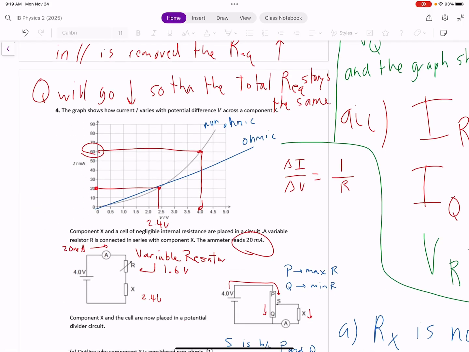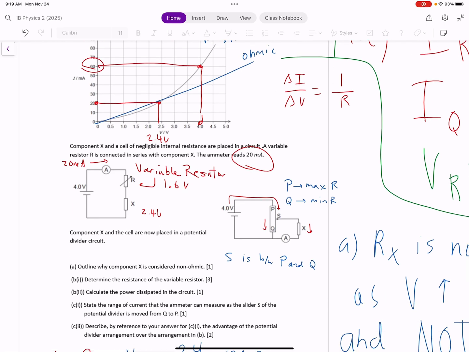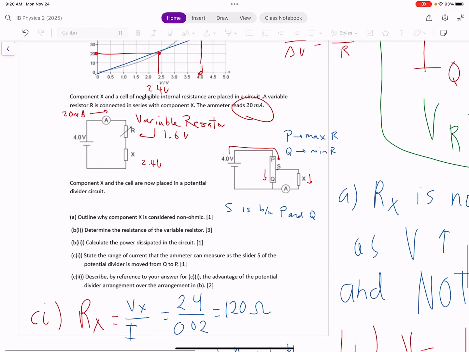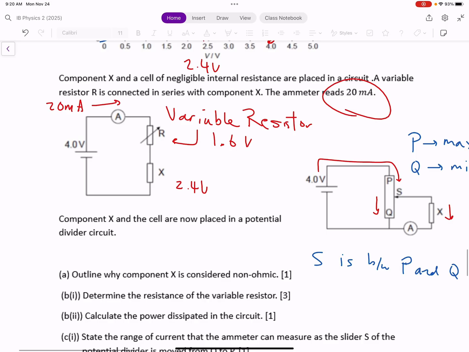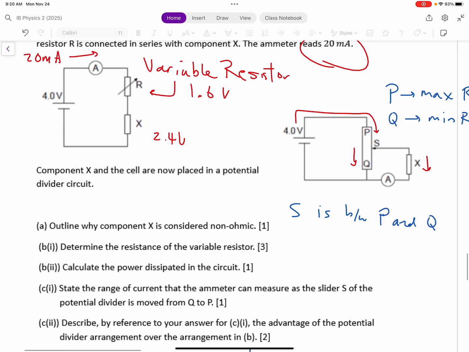Okay, number four is somewhat similar to number 3. We've got a non-ohmic resistor. I did draw a blue line showing what it would look like if it was ohmic: it would just look linear. Number 4 has a variable resistor, and the variable resistor shows 1.6 volts. We're given 20 amps, so I drew that into the circuit. 20 amps is coming out of the battery, going through the variable resistor, and going through X.